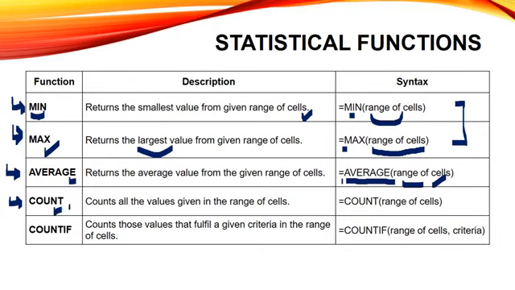This count function will only count the numeric values. It cannot count any other value like alphabets or letters. So it will count the values which are given in the range of cells, and the syntax is similar to the previous three functions. We have to write count, and then this count is followed by the range of cells.